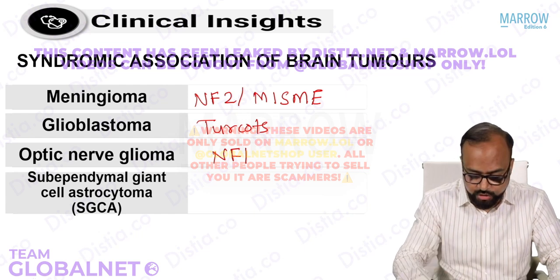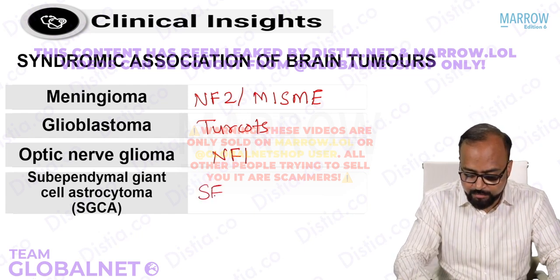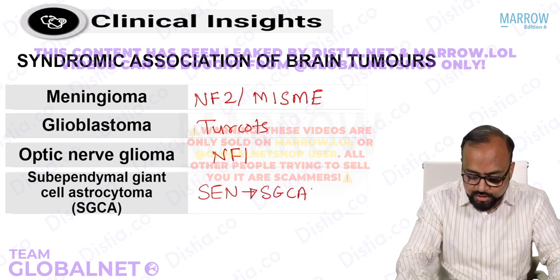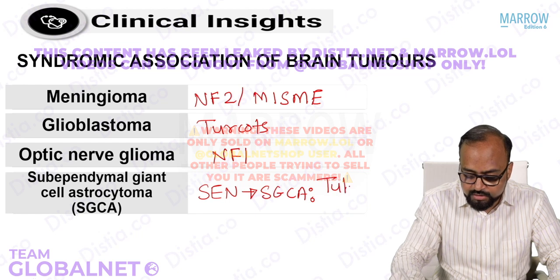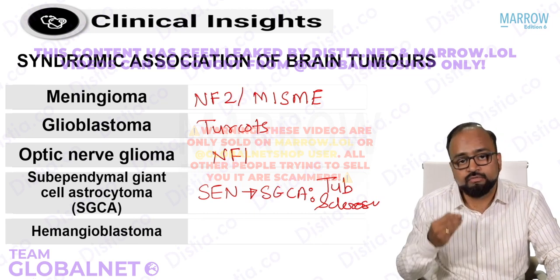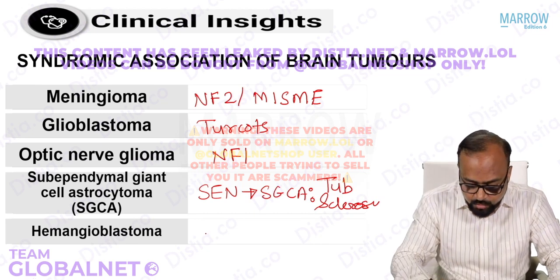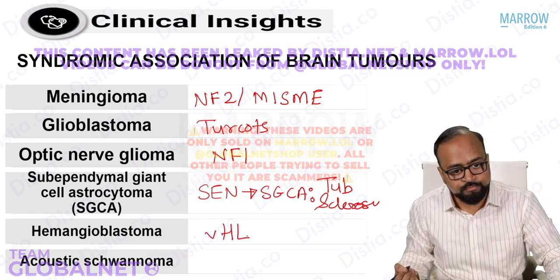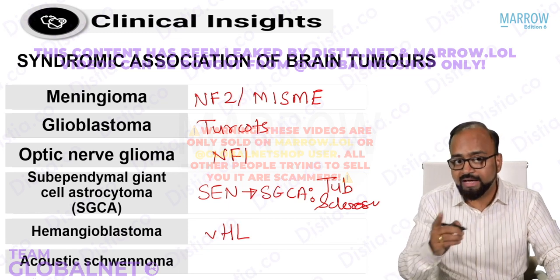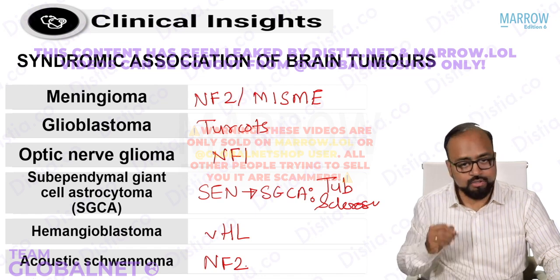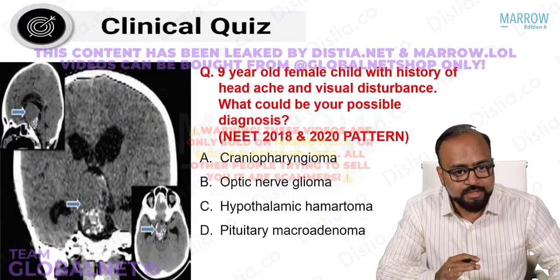Subependymal giant cell astrocytoma: we have discussed that subependymal nodules progress to subependymal giant cell astrocytoma in tuberous sclerosis. Hemangioblastomas of the cerebellum, of the retina, of the spine are a very common feature of von Hippel-Lindau syndrome. And again, bilateral acoustic schwannoma is associated with neurofibromatosis type 2. So these are important syndromic associations.